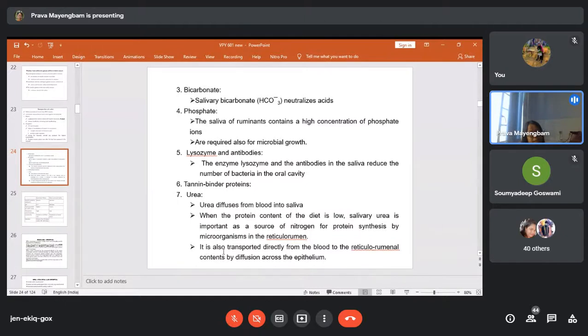Urea is also transported directly from the blood to the reticuloruminal contents by diffusion across the epithelium. It is not only from the blood but also across the wall of the reticulum and the wall of the rumen. By passing from the blood to the reticulum wall, it will reach the inside of the reticulum, or by passing from the blood to the ruminal wall it can also reach. So not only through the saliva.